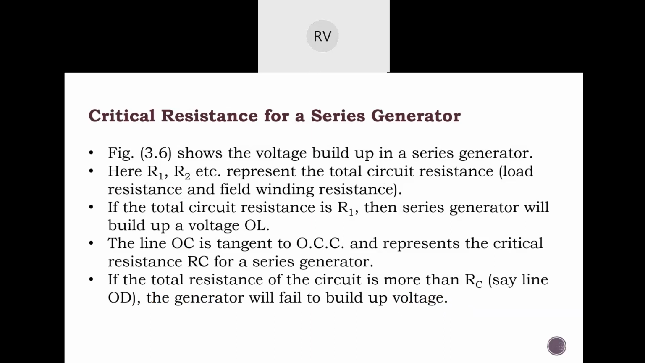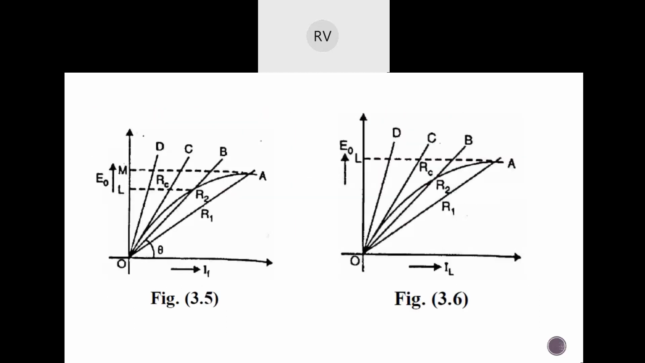Next, the line OC is the tangent to the OCC and represents the critical field resistance RC for a series generator. That's what we are seeing. If the total resistance of the circuit is more than RC, say line OD, then the generator will fail to build up voltage. So for the voltage buildup to happen, for the machine to excite, the minimum resistance is called the critical field resistance.